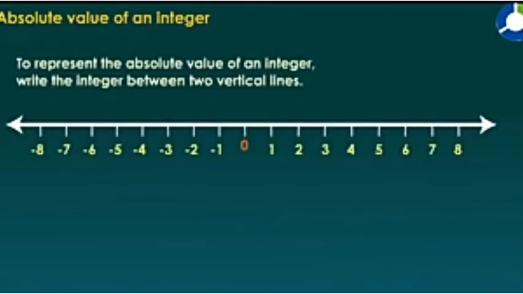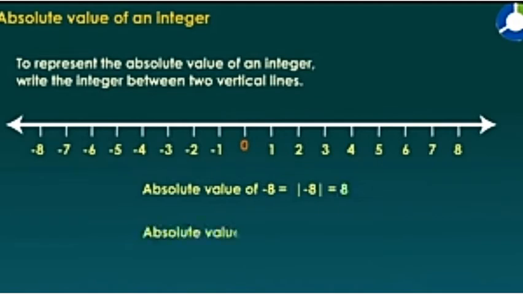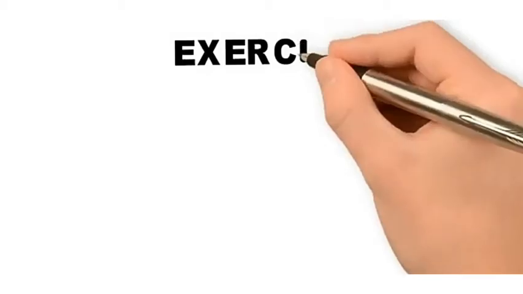To represent the absolute value of an integer, you just have to write them in between the vertical lines. Therefore, absolute value of -8, if we consider, it is to be written as -8 in between the two vertical bars, which is equal to 8. Similarly, absolute value of 4 is equal to 4 and so on. Now we will solve the questions from exercise 6.1.